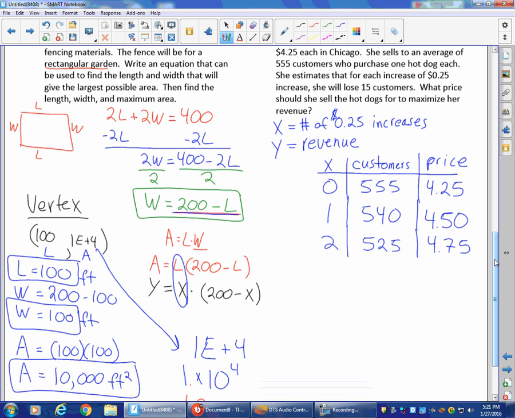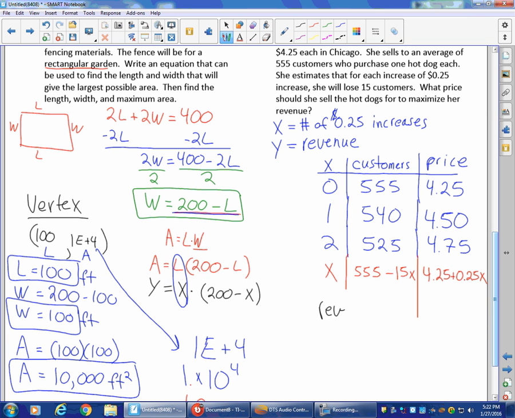So I can write an equation. If I talk about x increases, then this is 555 minus 15x. So what I started with, and that I'm decreasing by 15 customers every time we increase the price by 25 cents. Over here, we started at $4.25, and we add 25 cents every increase, so times x. From these two equations, now I can start to set it up.